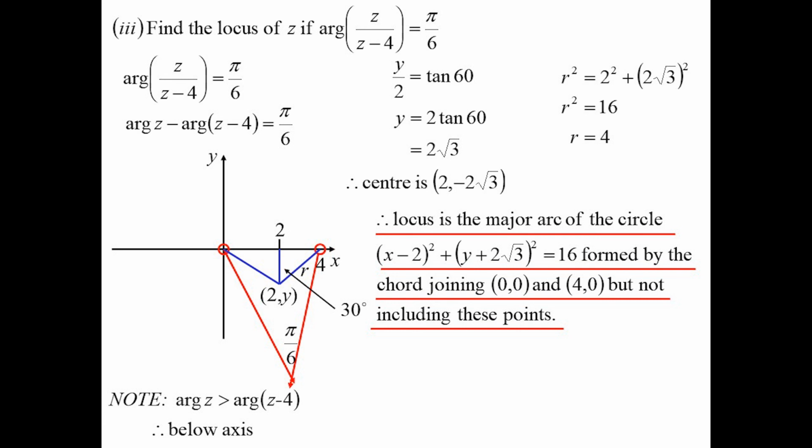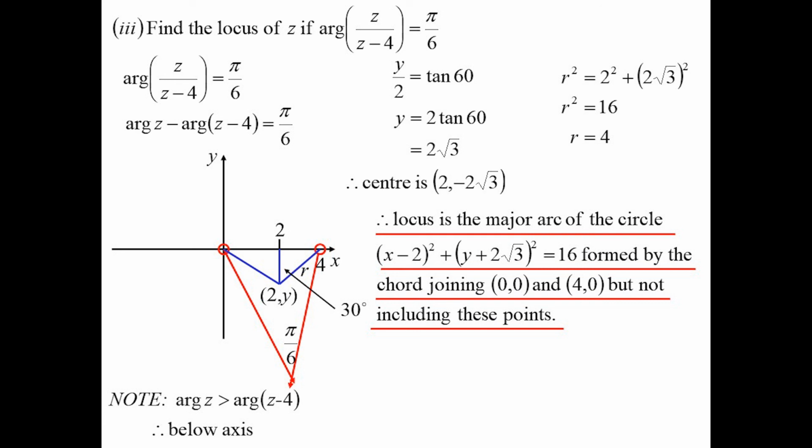I might have gone overboard with my answer, but here it is. The locus is the major arc of the circle (x minus 2) all squared plus (y plus 2 root 3) all squared equals 16, formed by the chord joining 0, 0 and 4, 0, but not including those points. It doesn't include those points, again, because they're the starting points of the arguments, so they're not included. In this case, go back to the original one, and it is saying the argument of z on z minus 4. So both points would be excluded for that one.